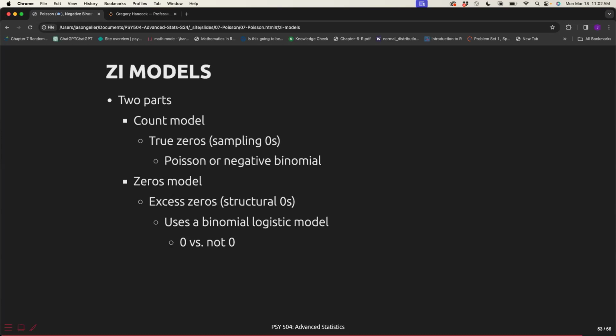This can be important in medical research too. So maybe individuals who don't show any signs of illness, or have not ever had cancer, that would be important to model. And these zero-inflated models can help us do that.